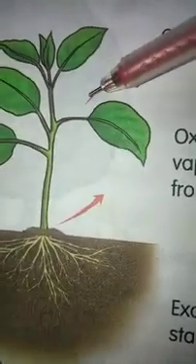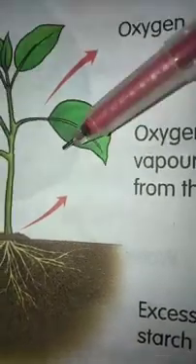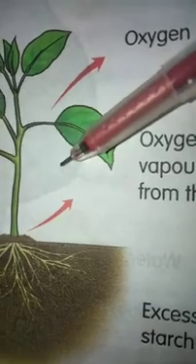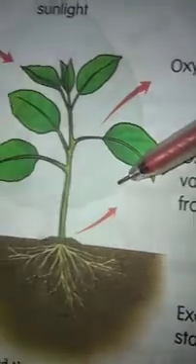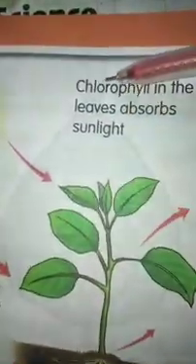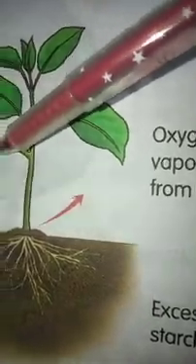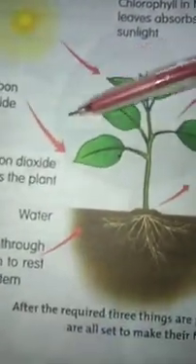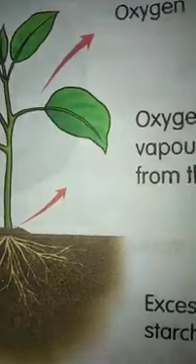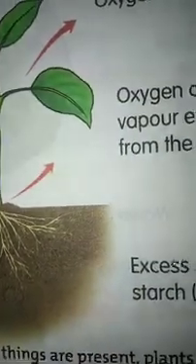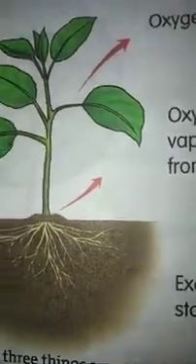What is photosynthesis? Photosynthesis is the process through which plants make their own food, right? So what do plants need for photosynthesis? Just now I said plants need chlorophyll, sunlight, carbon dioxide and water. The chemical formula of carbon dioxide is CO2 and of water is H2O. Now what is formed during photosynthesis? Glucose and oxygen are formed during photosynthesis.